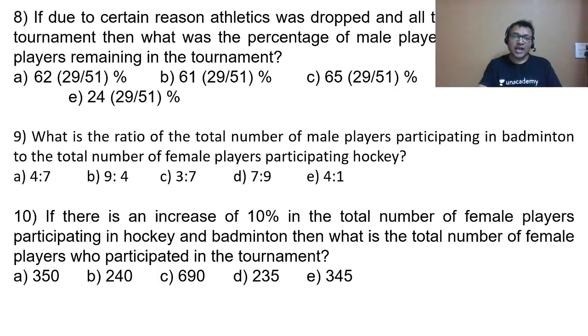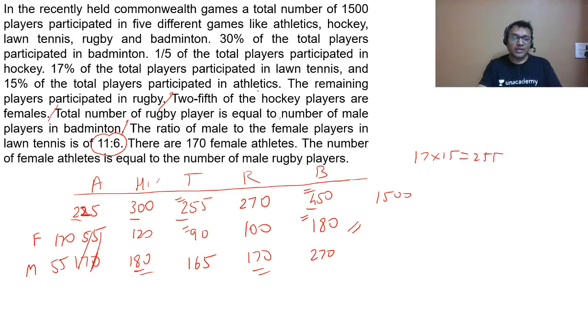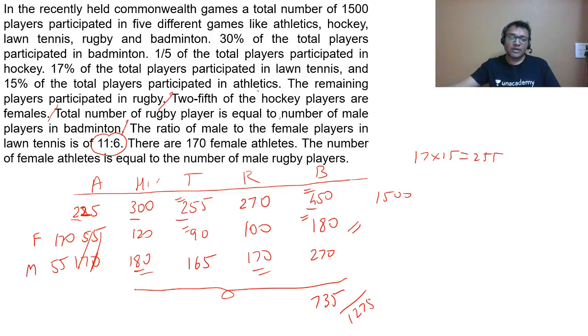Next, if due to certain reason athletics was dropped and all the athletics left the tournament, then what was the percentage of male players among the total players remaining in the tournament? So basically you have to remove athletes and find the male. So what is the total male? 2 3 4 5 500 650. 735 is the male players. 735 male players among the total number of players, which is 1500 minus 225, 1275. So basically we're talking of 735 upon 1275.